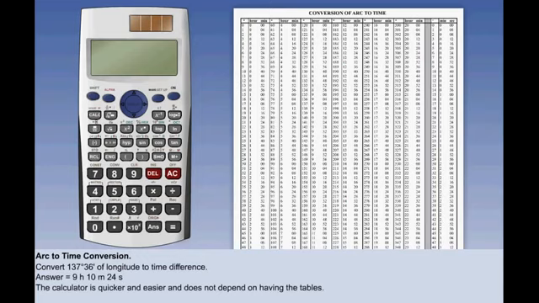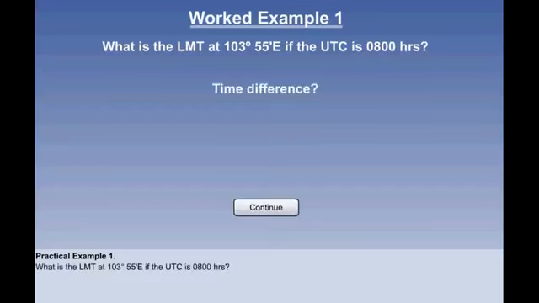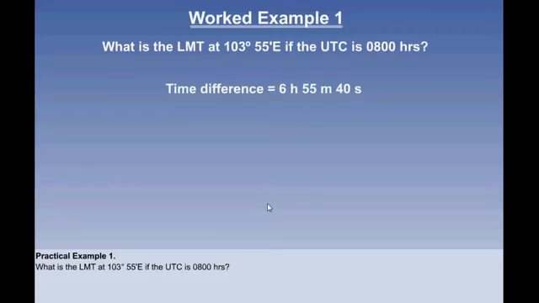Now we'll look at some practical examples. We'll find the LMT at longitude 103 degrees and 55 minutes east, which is in Singapore, if the UTC is 0800 hours. Your first step is to convert 103 degrees and 55 minutes of longitude to time difference. You should have got the answer 6 hours, 55 minutes and 40 seconds. We'll call that 6 hours and 56 minutes.